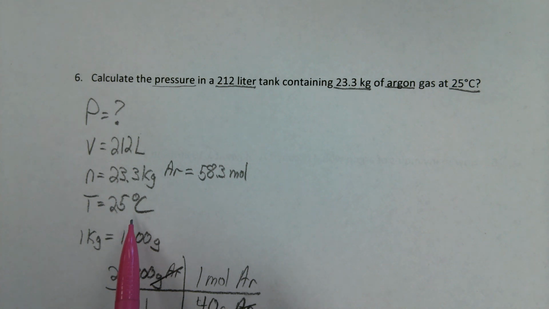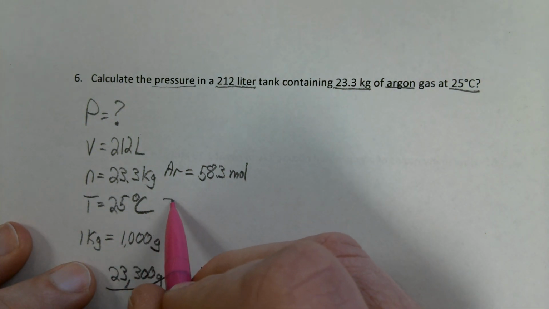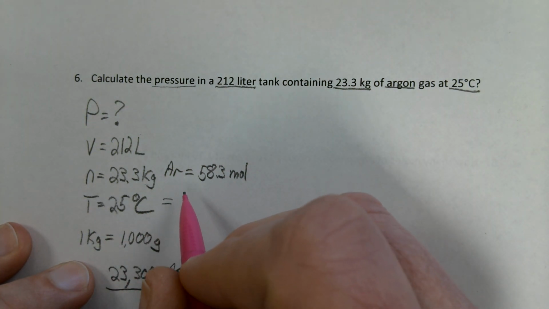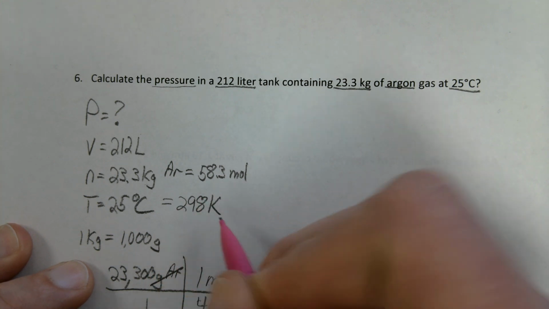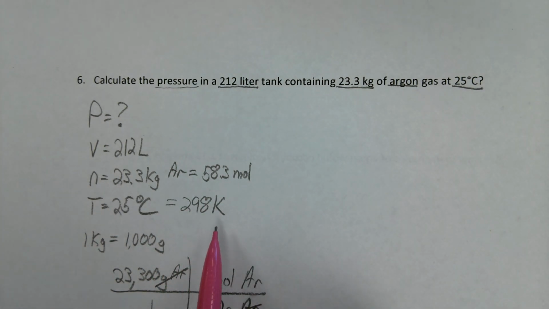We do need to put our temperature into Kelvin. Celsius doesn't work for most formulas, so we always need to put it in Kelvin, and you do that by adding 273. So 25 plus 273 ends up being 298 Kelvin. That's what we need to have it in if we're going to use the R that we'll always use.